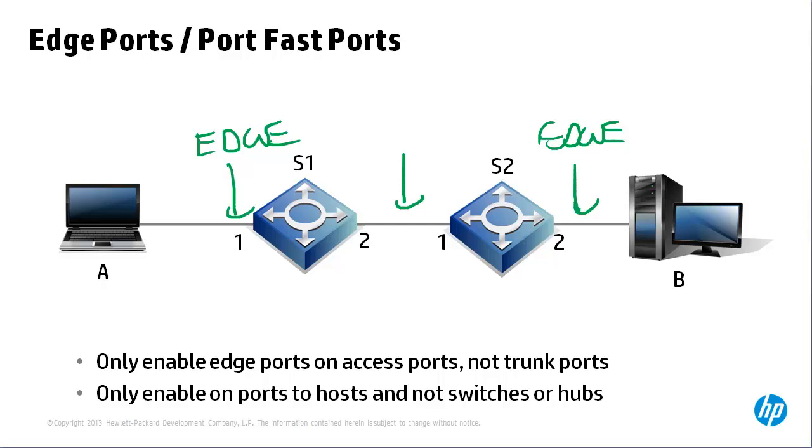Spanning tree is still running on that port, but it transitions immediately to forwarding. If for some reason a BPDU was received on an edge port, that port can transition back to the blocking state, and it's good practice to do that.